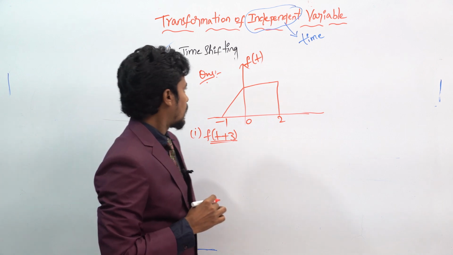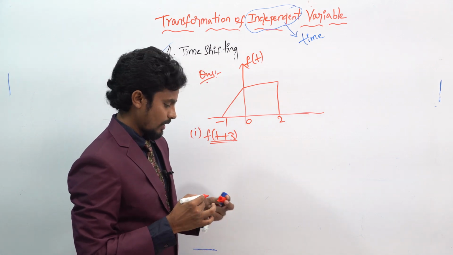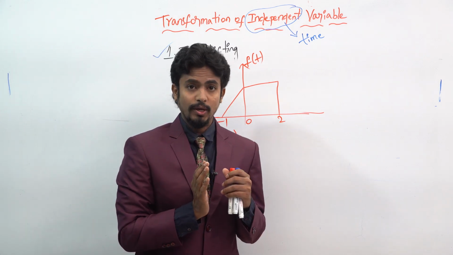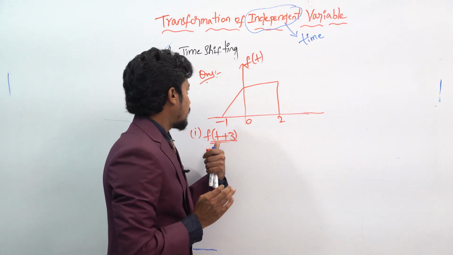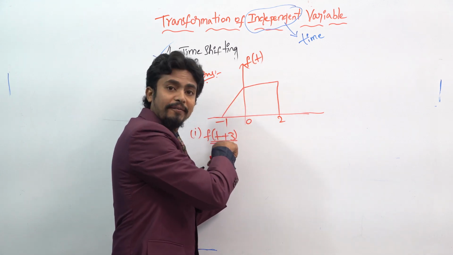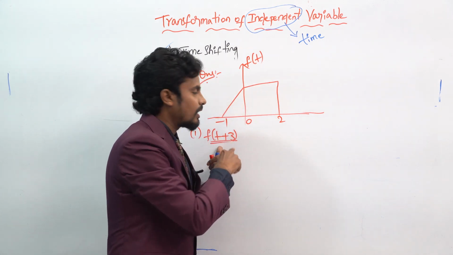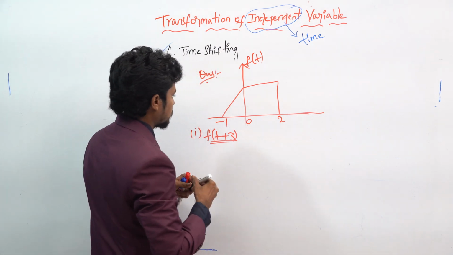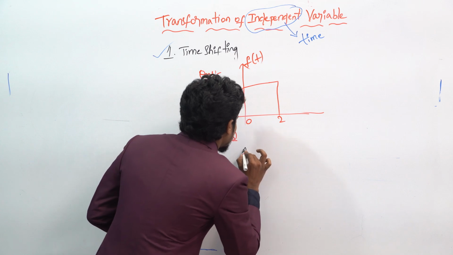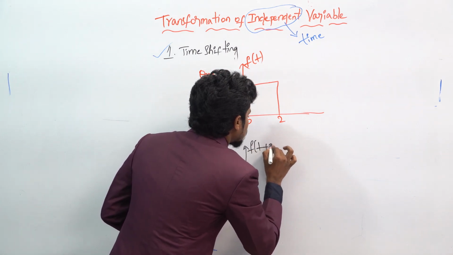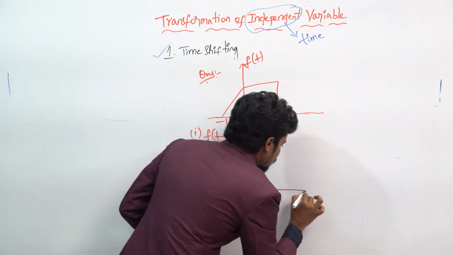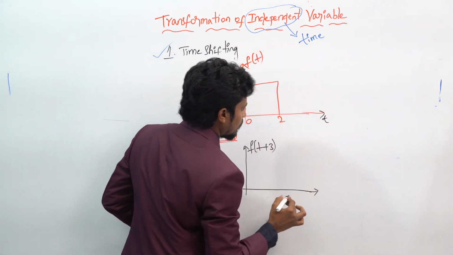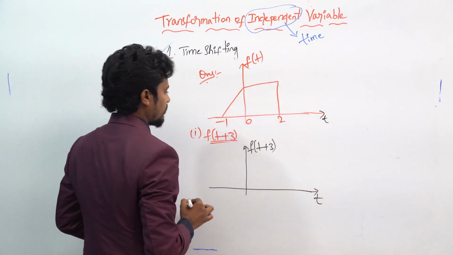Let's solve this plot. One thing I have to tell you. First of all, we have to see what to put in place of t. You have to put t plus 3. That means here you can see this will be f of t plus 3, and here this will be the time variable t, the independent variable.